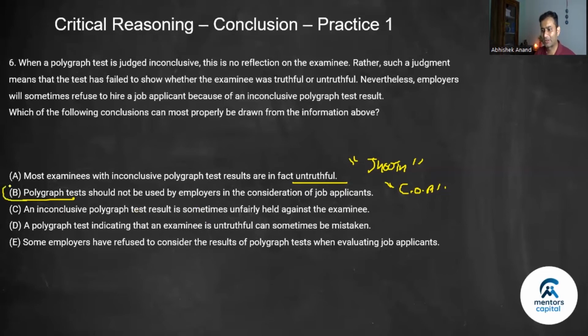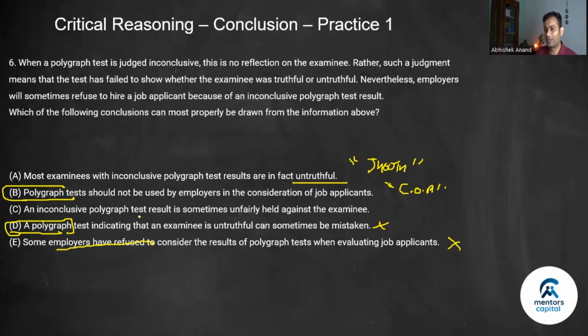The same error is in choice D. You cannot conclude about a conclusive polygraph test. D is also saying the same thing. A polygraph test indicating that an examinee is untruthful can sometimes be mistaken, which is a conclusive polygraph test. I cannot comment on anything on that from the information given to us. So D is also out. Look at E. Some employers have refused to consider the results of polygraph tests, a generalization. I don't know how they have reacted to conclusive polygraph tests. ठीक है? अब C देखो, the correct answer.